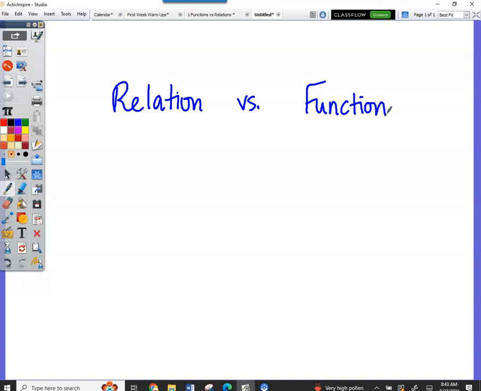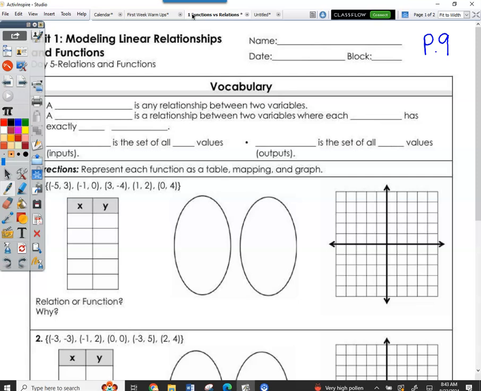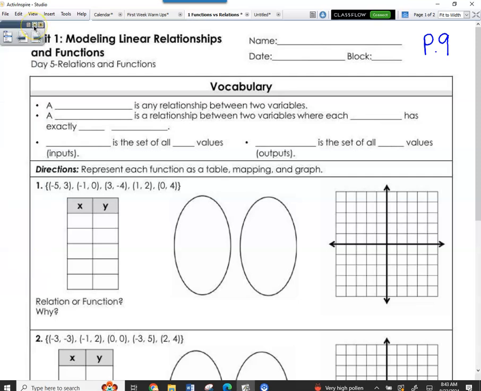That's not a function. So we're going to look at what is a function, what's a relation, how do I know the difference between the two, and then how do I write them in different formats. We have a table, we have a mapping, and we have a graph. First of all, let's fill in some vocab words. A relation is any relationship between 2 variables. There's no rules. No rules.